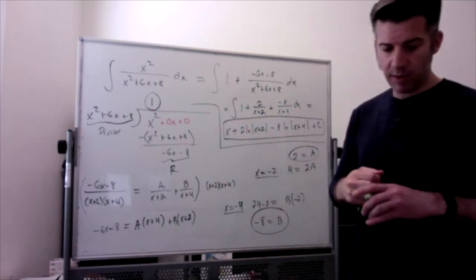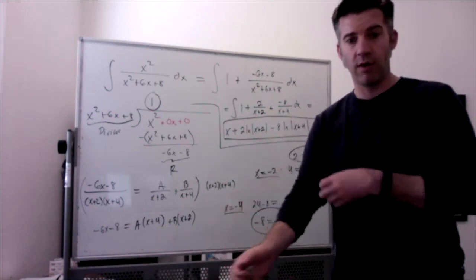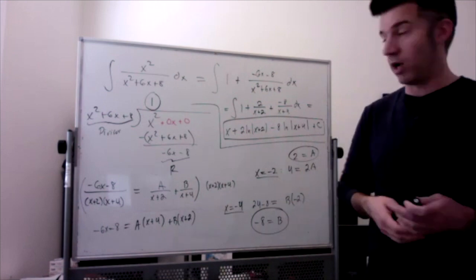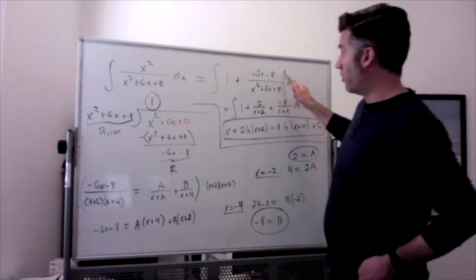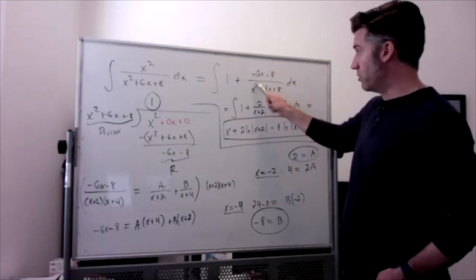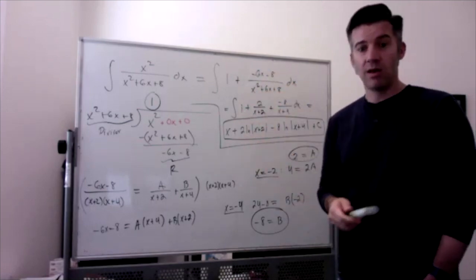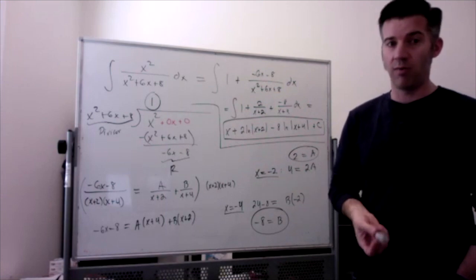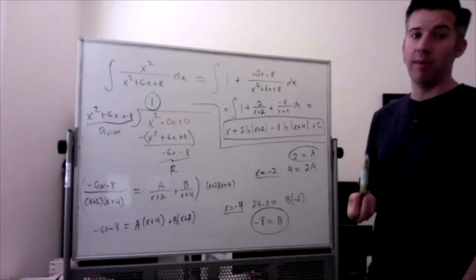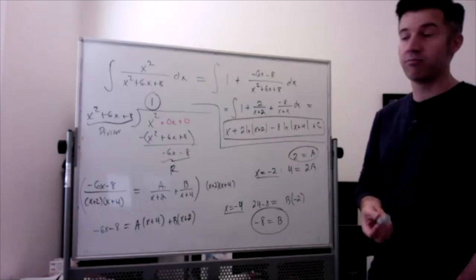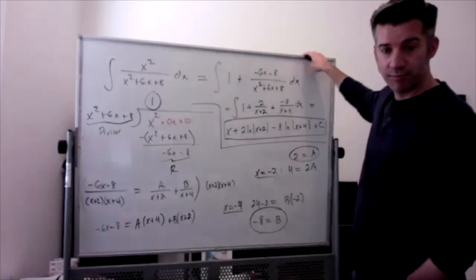So that is typically what's going to happen when you have a rational function that requires polynomial division. You do the division, and then the leftover remainder over the original denominator most of the time is probably going to require partial fractions. But if you luck out, it might just be a u substitution.